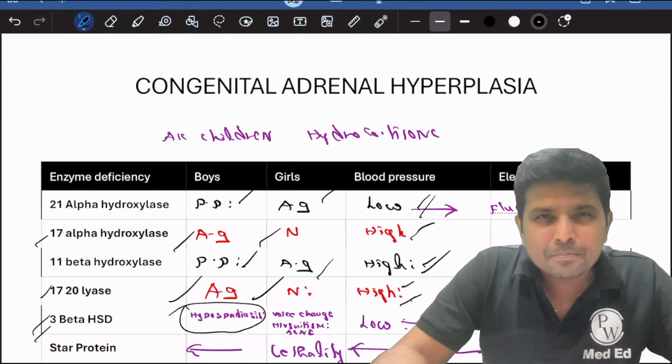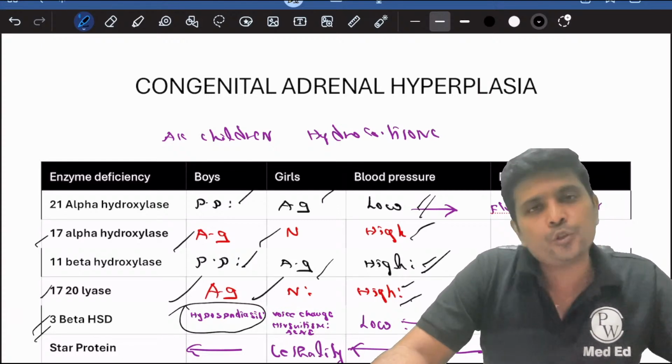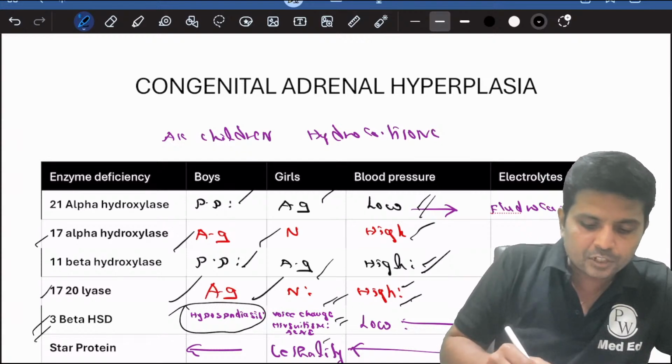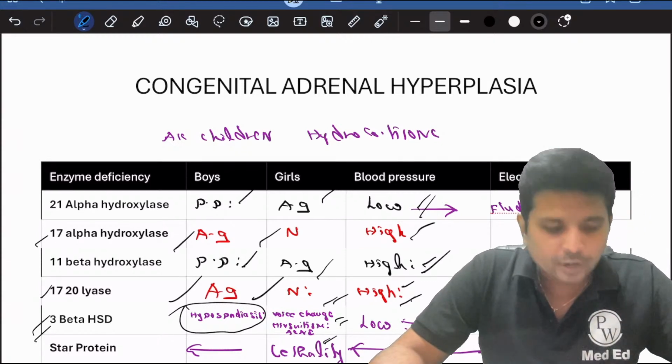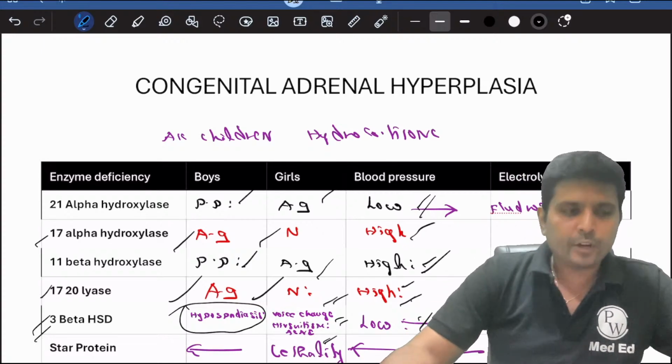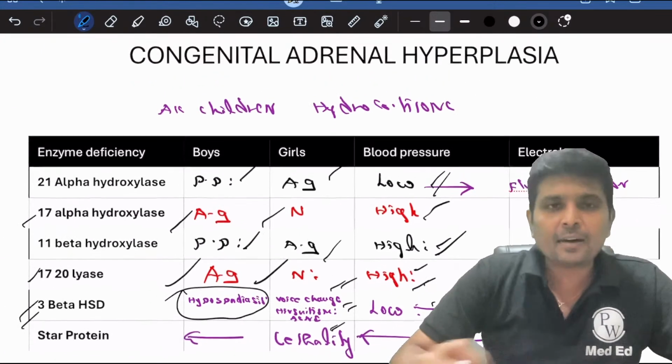Whereas this excess minimal low potent androstenedione in girls leads to what? Hirsutism, voice change and acne. And 3 beta HSD deficiency is associated with low BP. Okay, right. And finally, star protein deficiency.